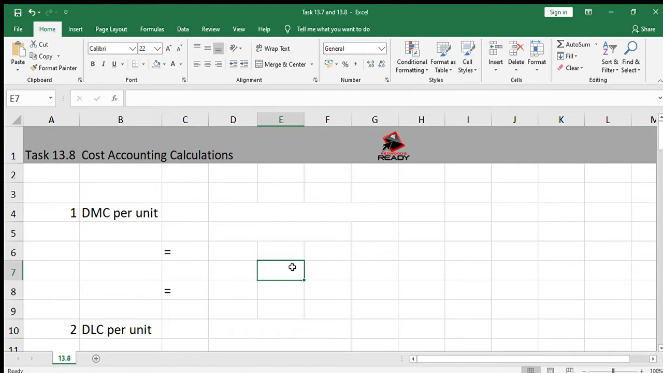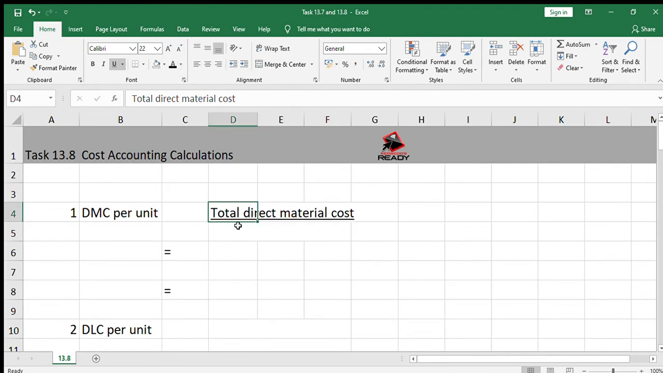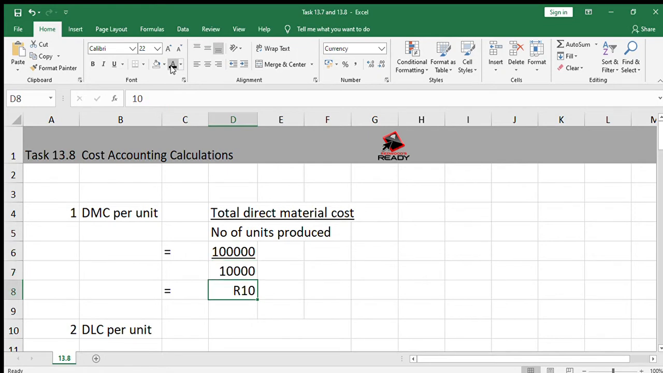All we have to do is take the direct material cost from the production cost statement and divide it by the number of units produced. So the formula is total direct material cost divided by the number of units produced. Remember, these formulae are easy, so you don't really need to swap them off. On the production cost statement, direct material cost is 100,000, and we're going to divide it by the 10,000 units to get an answer of 10 Rand.